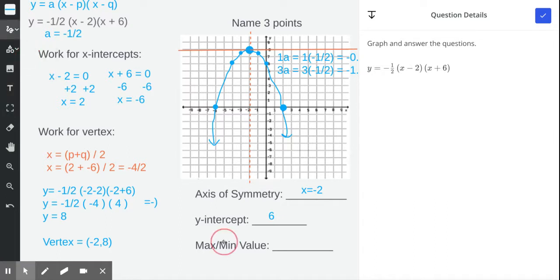So I'm going to cross out min. Alternatively, you can just circle max. And what is the value? Well, the highest it ever goes is 8. And I know that because I can't hit 9. Can't hit 10. Can't hit anything higher than 8.